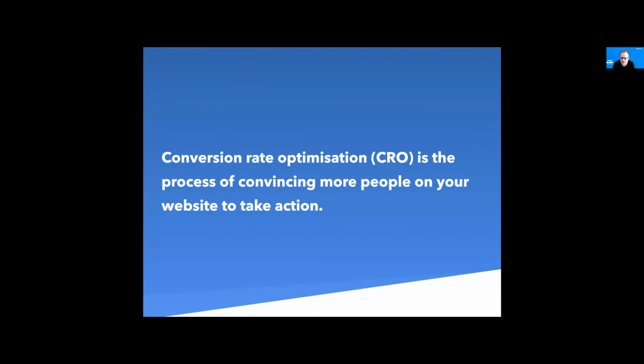Okay, so what is conversion rate optimization? Conversion rate optimization, or CRO, as you may have seen it before, is the process of convincing more people on your website to take action. So if you're talking about an e-commerce website, you're talking about more people buying your products. So therefore, there needs to be less distraction for them to complete this checkout. So your conversion is essentially a sale. So how do you get that sale as quickly as possible?